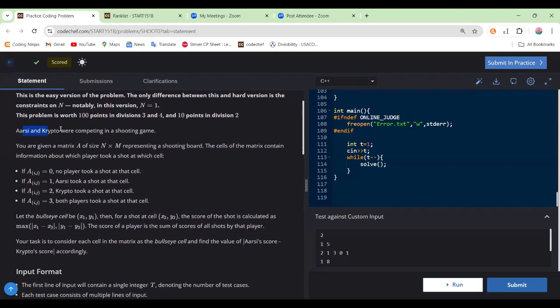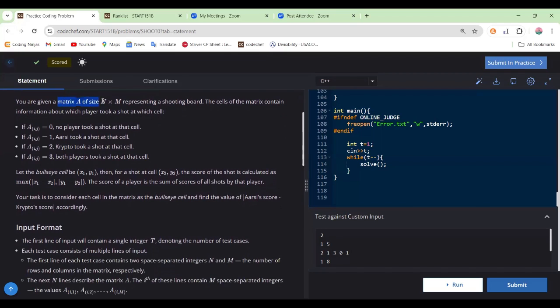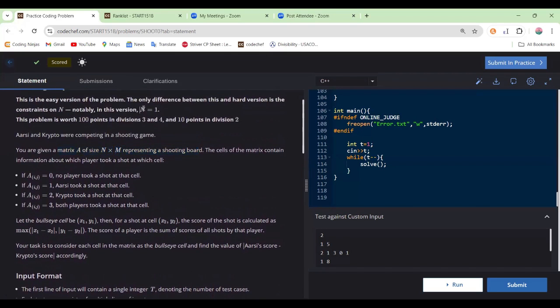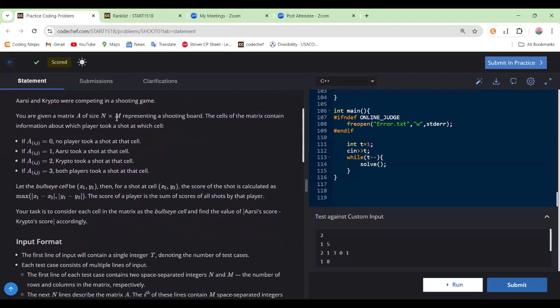Archie and Crypto were competing in a shooting game. You are given a matrix A of size n cross m representing a shooting board. For this version, n is 1, so you can assume you are given a 1D vector only, because the number of rows is 1. The cells of the matrix contain information about which player took a shot at which cell. If A of i j is 0, this means that no player took a shot at that cell.